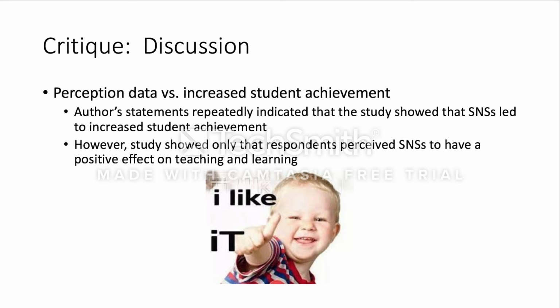In terms of the discussion, one of the issues I found is that the author failed to make a distinction between perception data and increased student achievement. What I mean by that is the study covered perceived academic benefits. Students thought that there would be some sort of positive effect from using social networking sites. But the study didn't actually show that there was more learning occurring as a result of using these sites.